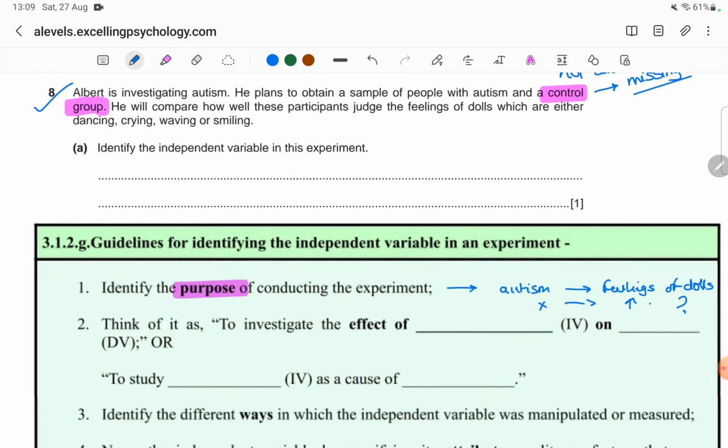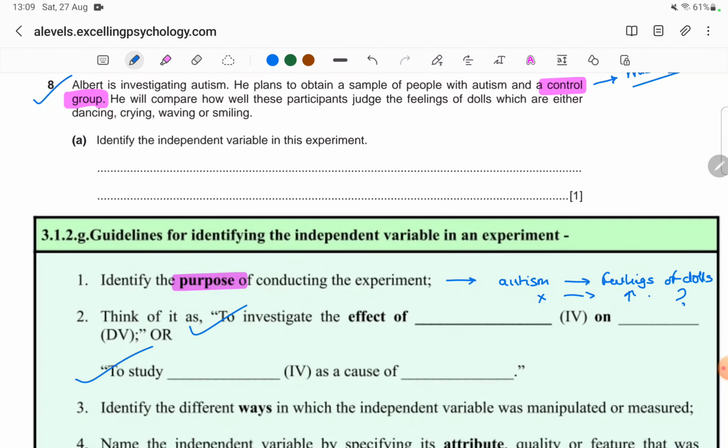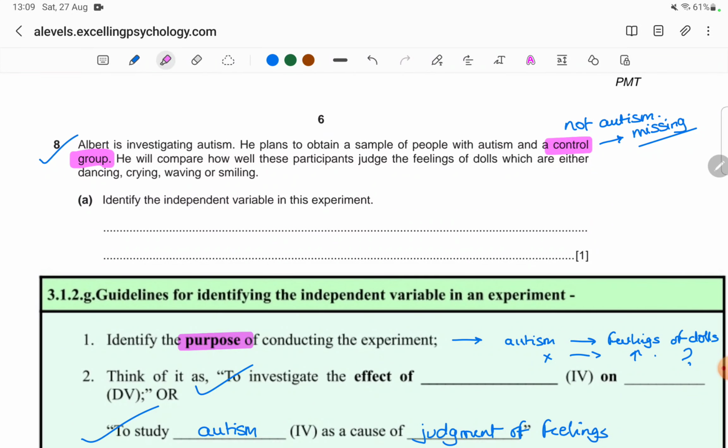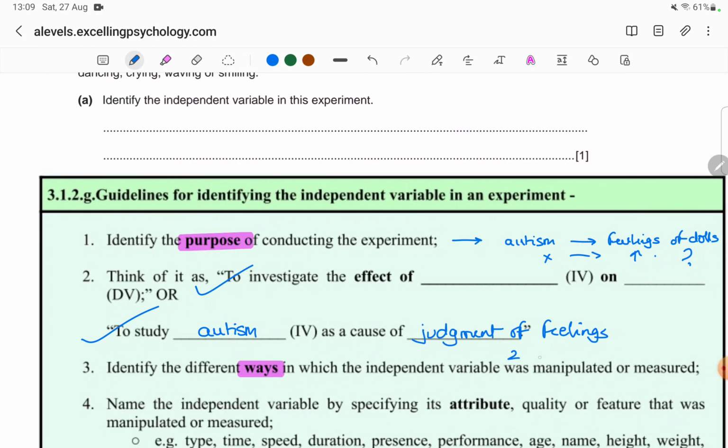Okay, now what we need to do is put it into one of these templates. So I would say that Albert wants to study autism as a cause of judgment of feelings of dolls. For shorthand, I'm just writing judgment of feelings. Okay. Next thing I need to do is identify the ways in which the IV was manipulated. Okay, so either participants had autism or they did not have autism. So there are two different ways, autism or not. So it was measured in these two different ways.